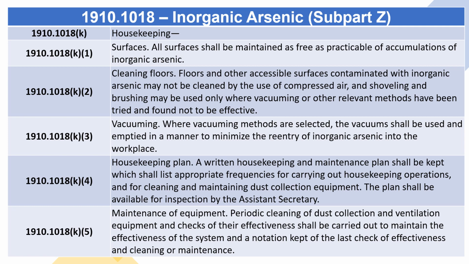1910.1018 K5, maintenance of equipment. Periodic cleaning of dust collection and ventilation equipment and checks of their effectiveness shall be carried out to maintain the effectiveness of the system and a notation kept of the last check of effectiveness and cleaning or maintenance.